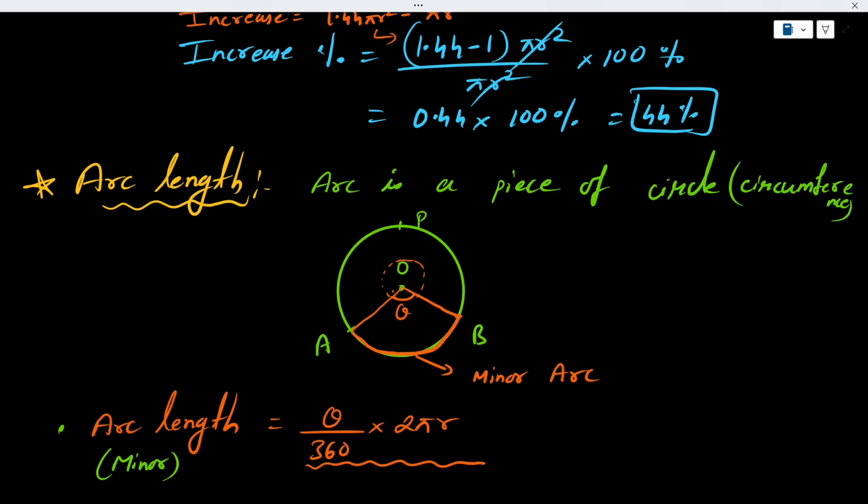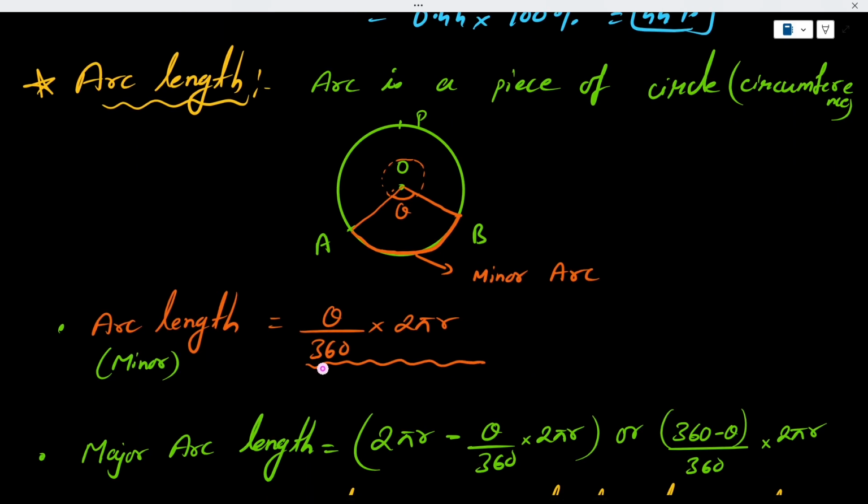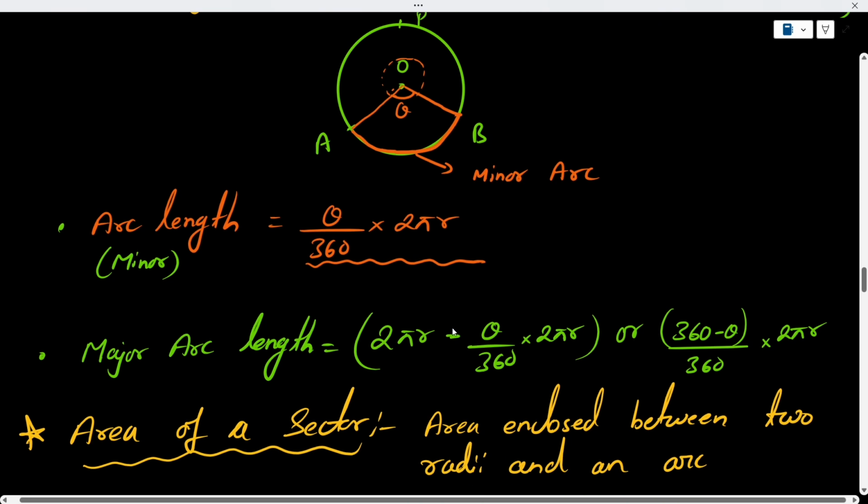So if I need to find this arc length, which is a minor arc because it's less than a semicircle, you use the formula theta by 360 times 2 pi r. Why do we have this formula? This angle theta is out of 360 degrees, and this arc length is nothing but a part of the circumference, right? So that's why we take the fractional value, theta by 360 of 2 pi r, the circumference, right?